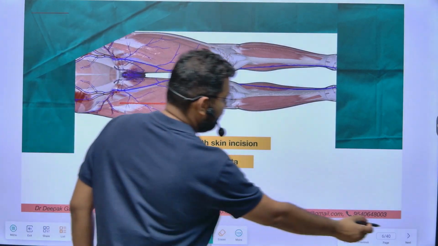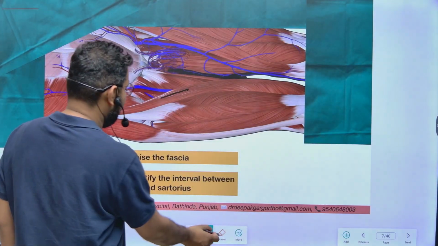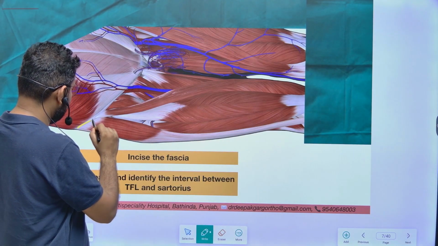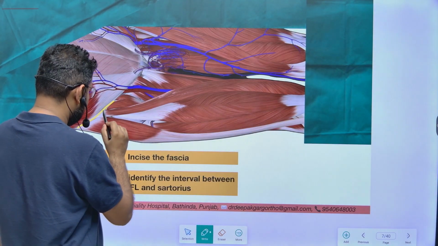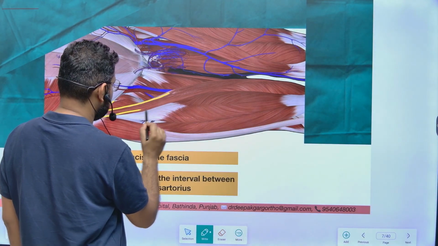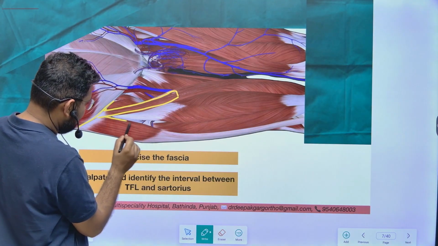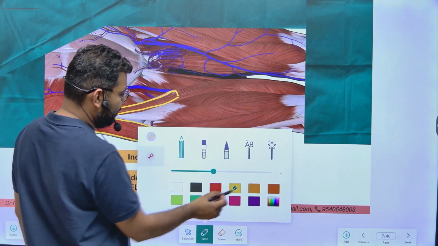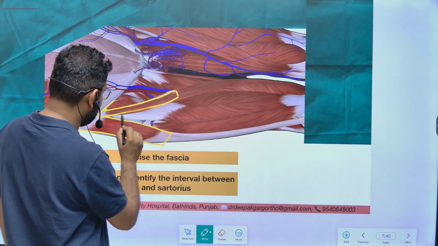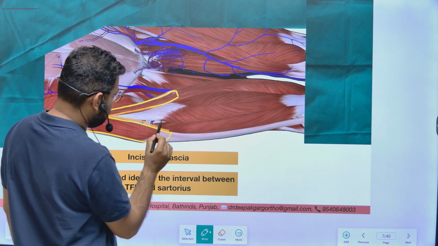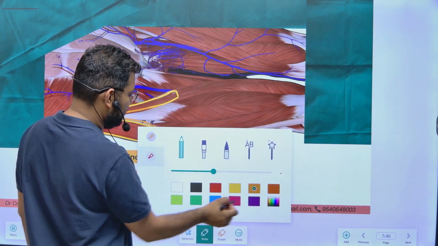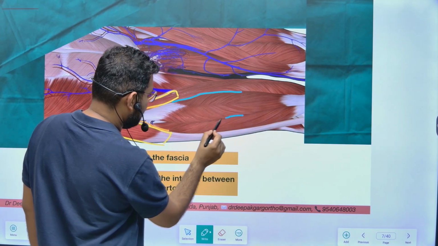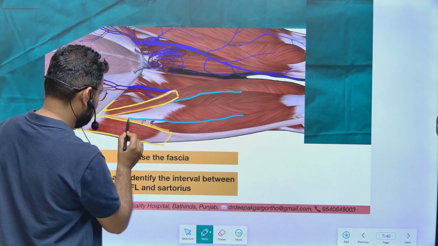From the plane here we can see that we already know that this is the anterior superior iliac spine, and this muscle is a sartorius muscle and this muscle is a tensor fasciae lata. So from here we can identify our plane. This is our plane. And there is another muscle. So this muscle is a rectus muscle.